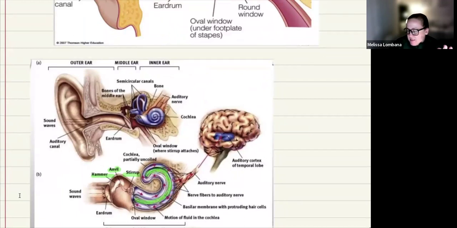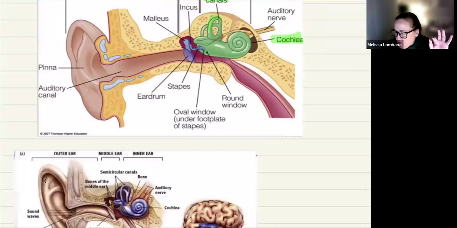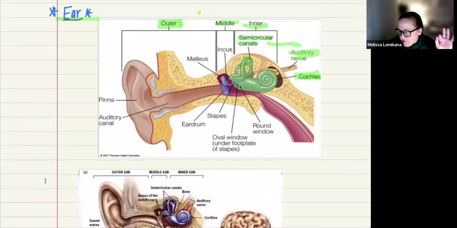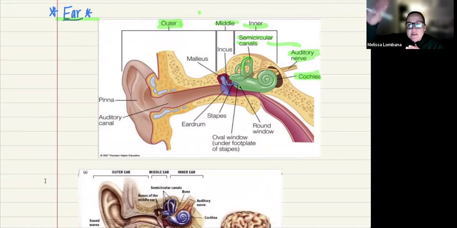Inside there are little hair cells. The vibrations make the cochlear membrane vibrate, and then it converts that to neural energy. Once it does transduction, it sends it to the auditory nerve, and the auditory nerve sends it to the brain, and then the brain perceives what you just heard.